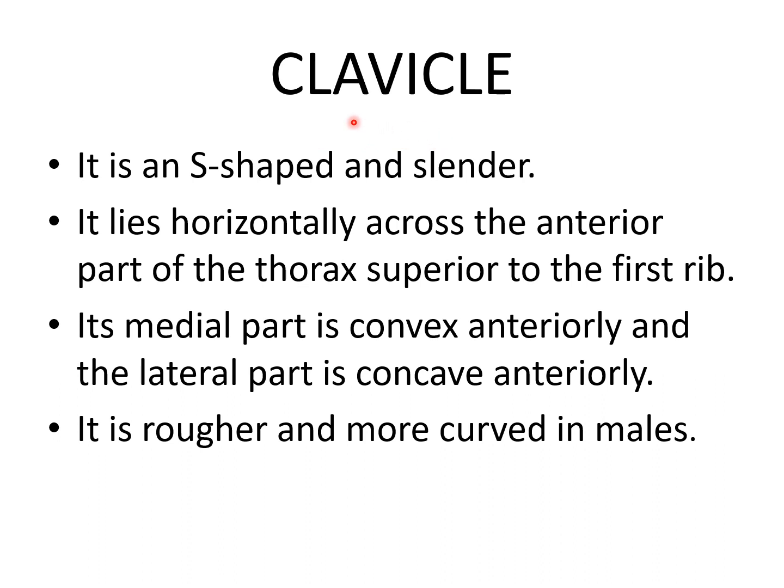Looking at the clavicle, it is an S-shaped and slender bone. It lies horizontally across the anterior part of the thorax and superior to the first rib. Its medial part is convex anteriorly, and then the lateral part is concave anteriorly. It is rougher and more curved in males.